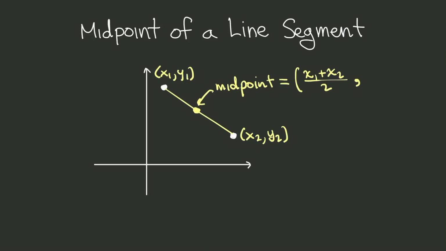And then for the second coordinate, the y coordinate, we need to take the average of y1 and y2. So we'll take y1 plus y2 over 2. And this gives us the formula that we need for finding the midpoint.